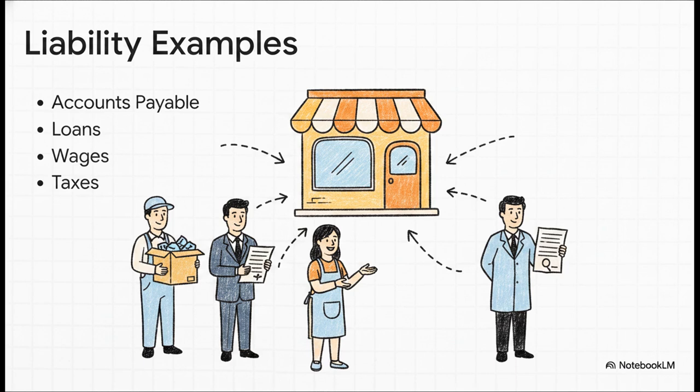Common examples of liabilities include accounts payable to your suppliers, loans payable to your bank, wages payable to your hardworking employees, and of course, taxes payable to the government. Managing these is absolutely critical for survival. If an outside party has a financial claim against your business, it lives right here.